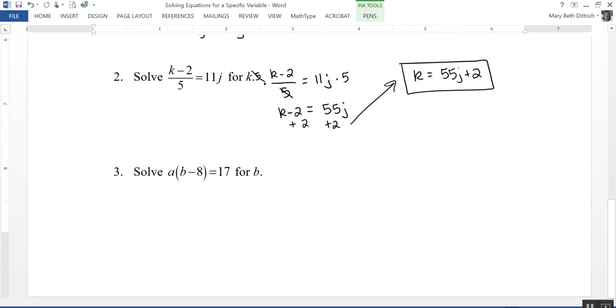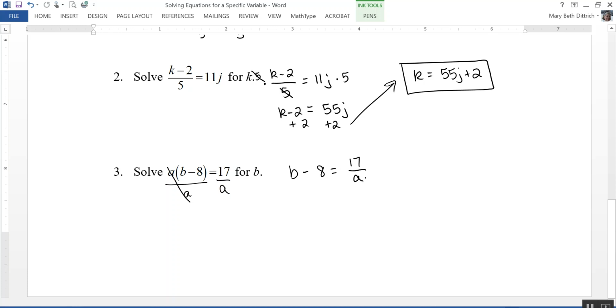And my last one says solve a times the quantity b minus 8 equals 17 for b. Now your first thought might be, oh, I see parentheses, so maybe I want to distribute. But actually that's not the easiest thing to do here, since I want to get b all by itself. Notice that b is being subtracted by 8, and then the whole thing is being multiplied by a. So the first thing I think I'll do is multiply both sides by a, and those will cancel out. And that's going to give me b minus 8 equals 17 over a.